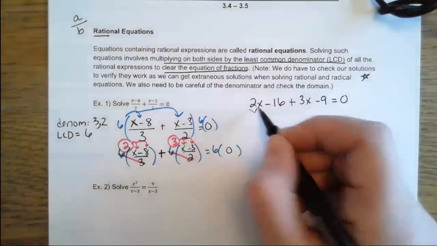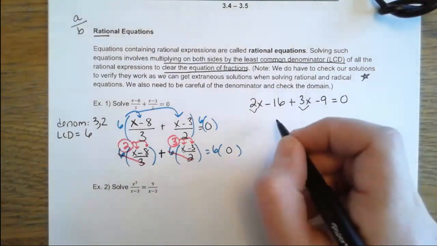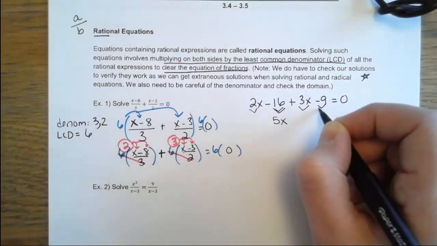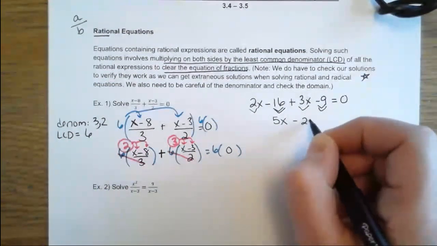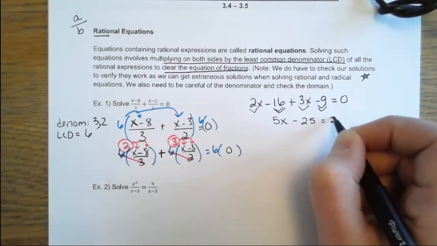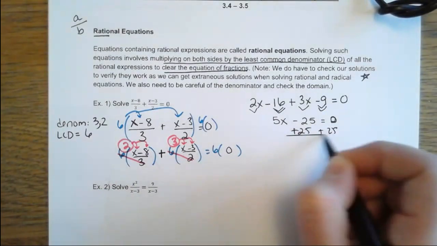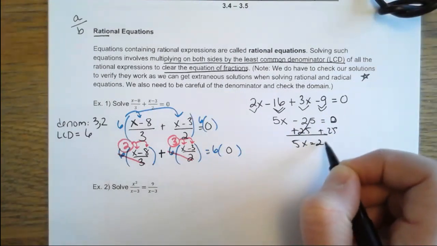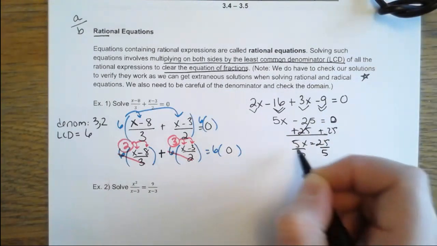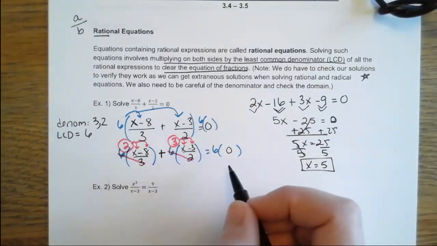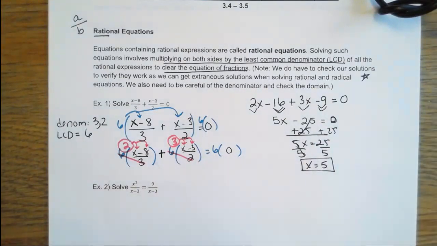At this point, it should be more straightforward. So 2 plus 3 is 5, so this is 5x. Minus 16 and minus 9 gives me minus 25. And then I'm going to keep solving. I add 25 to both sides, divide by 5. So the goal is to do the fraction work up front so that the hard stuff goes first, and then hopefully you're left with a simpler equation afterwards.